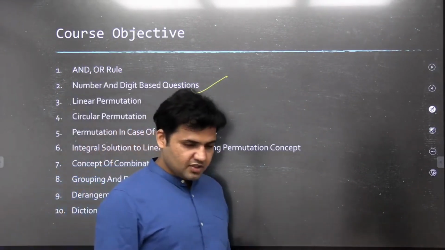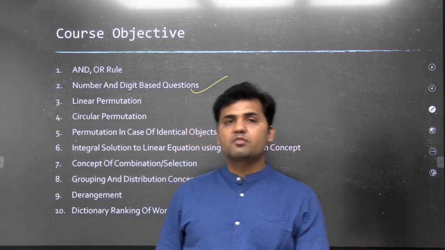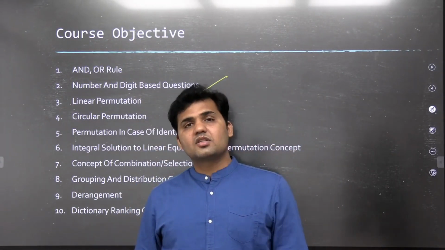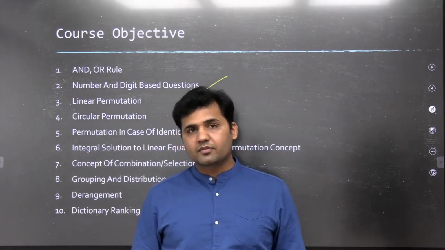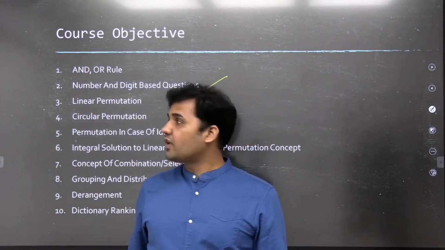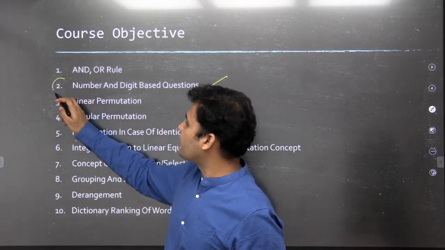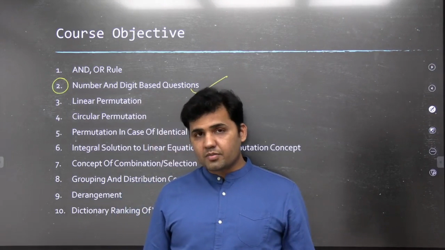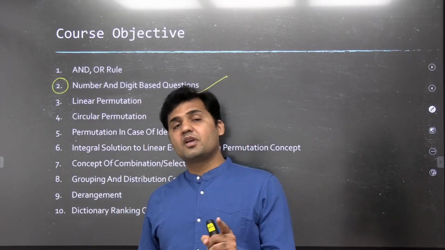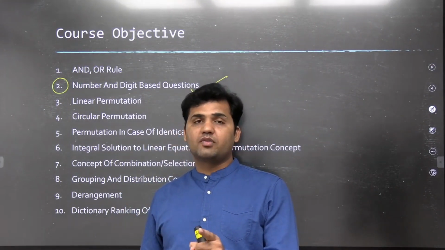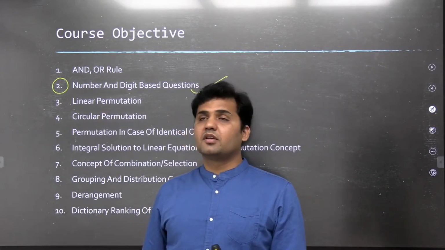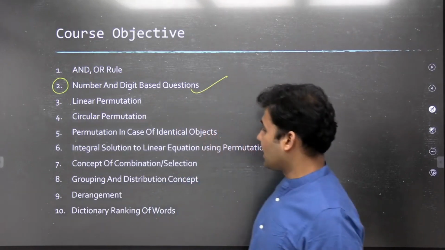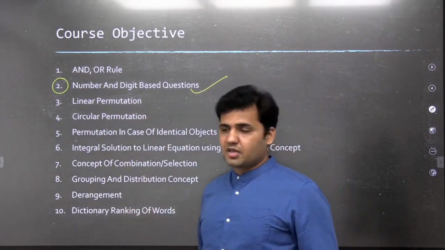In permutation chapter, the meaning of the word permutation guys is arrangement, and using the basic concept of AND rule and OR rule, we will be solving all the different type of questions of number and digit based. We will be discussing all basic type of questions, and we will be covering all different range of the questions which can be from this concept of number and digit. The remaining topics will be covered in the upcoming video guys.